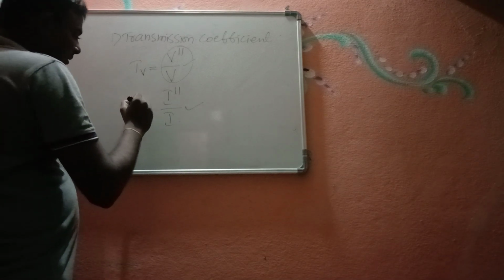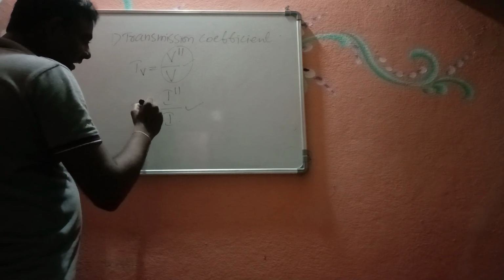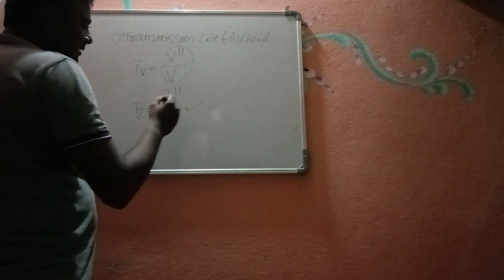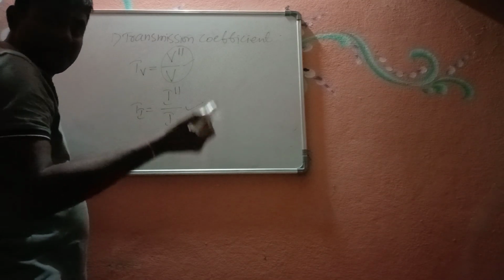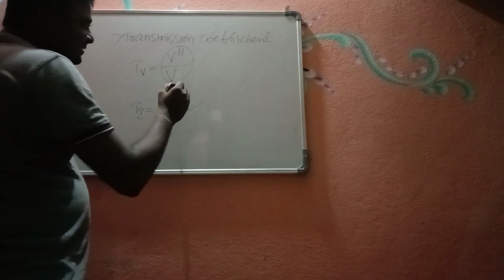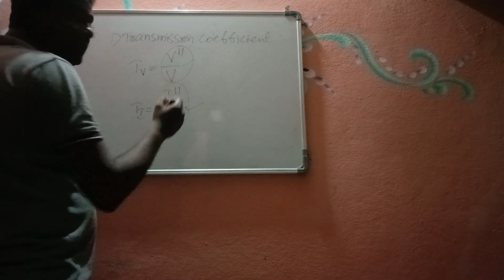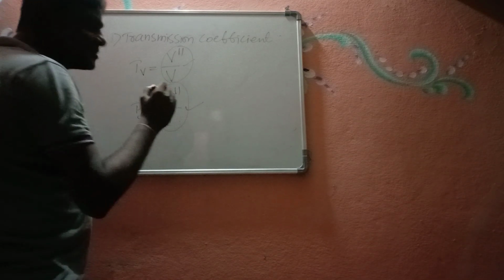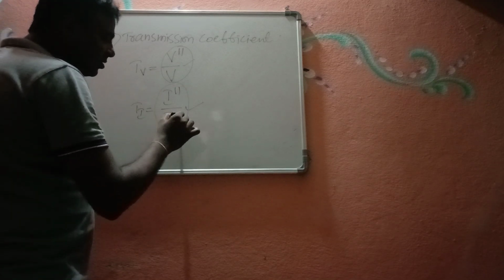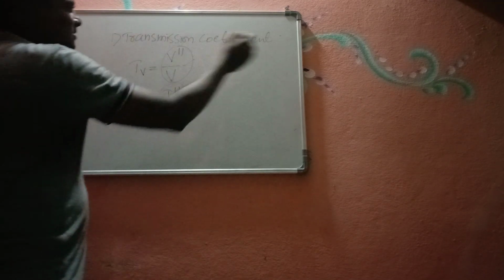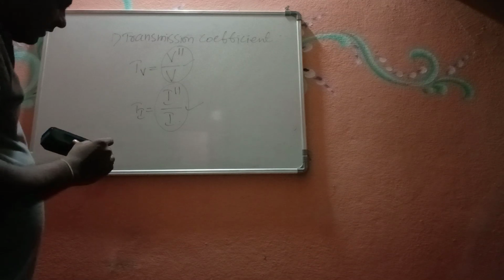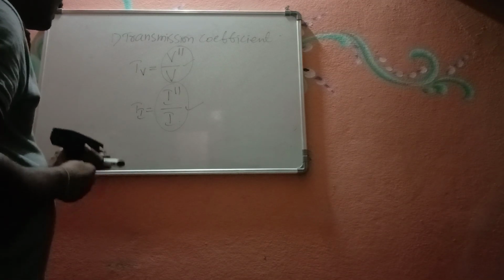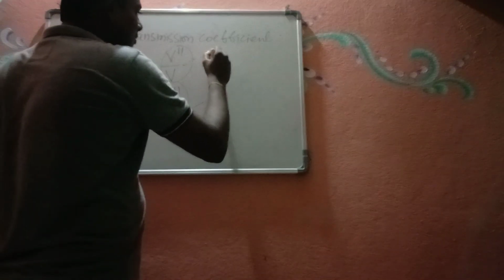And I'll give another symbol for this. This is TI. TI is nothing but the transmission coefficient for currents. It is the ratio of transmitted current to the incident current, or refracted current to the incident current. So this is the transmission coefficient, and we will see another coefficient, which is the reflection coefficient.